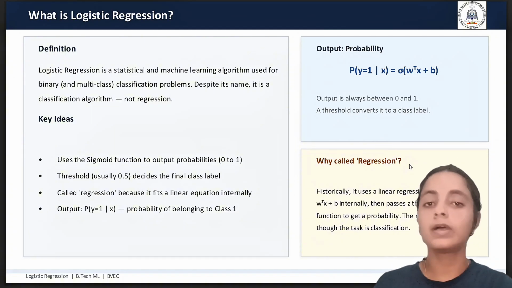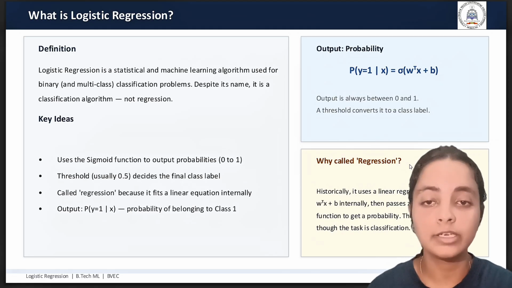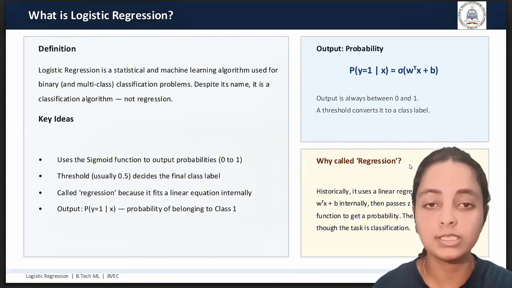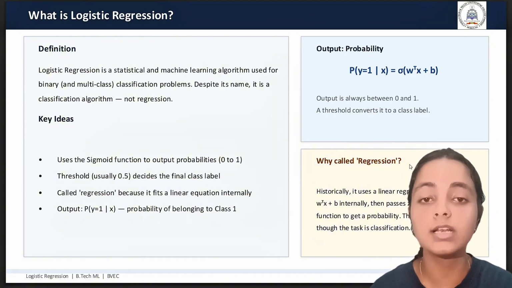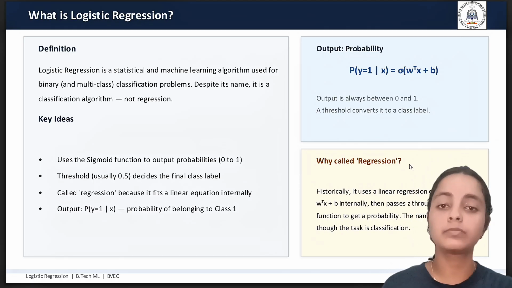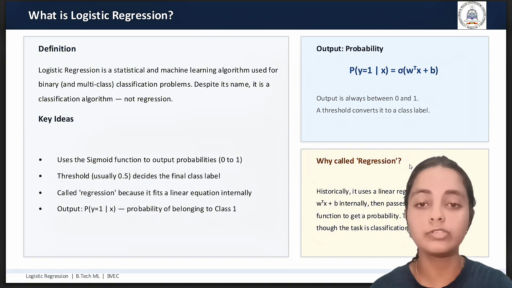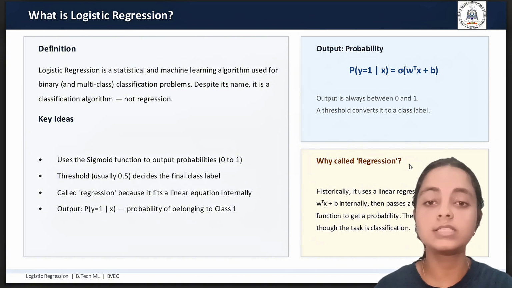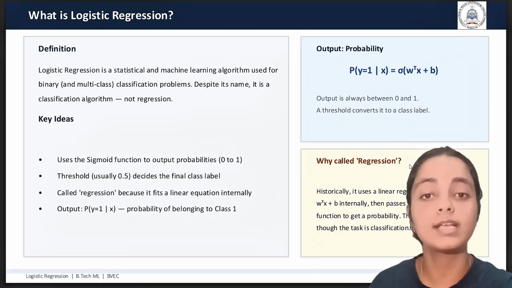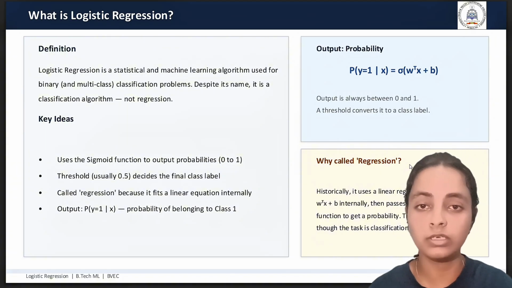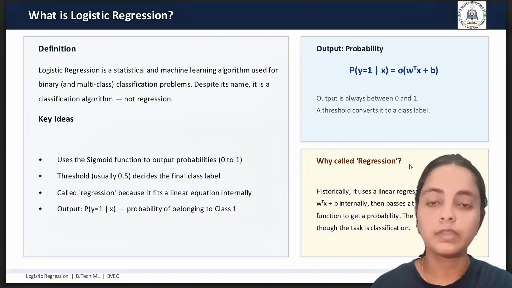So, what is logistic regression? It is a machine learning algorithm mainly used for classification tasks. Even though the term regression is present in the name, it is actually a classification algorithm. The main purpose of logistic regression is to predict probability values between 0 and 1 using a function called the Sigmoid Function. Based on this probability value, the model decides the final output class. For example, if the probability is greater than 0.5, it may predict class 1, otherwise class 0.